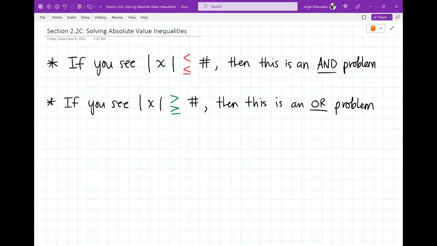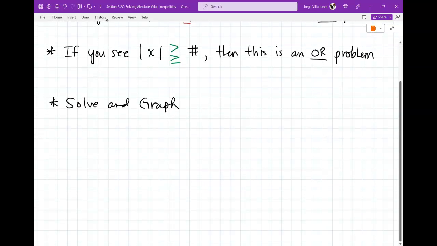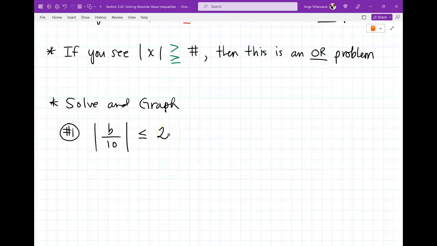Like I said, you guys only have 8 problems. So let's see. We're going to solve and graph. So as usual, I always like to start with something on the easier side and then start moving a little bit more difficult. So we'll start off with this one right here. Number 1. The absolute value of b over 10 is less than or equal to 2. So we're just going to solve that one.